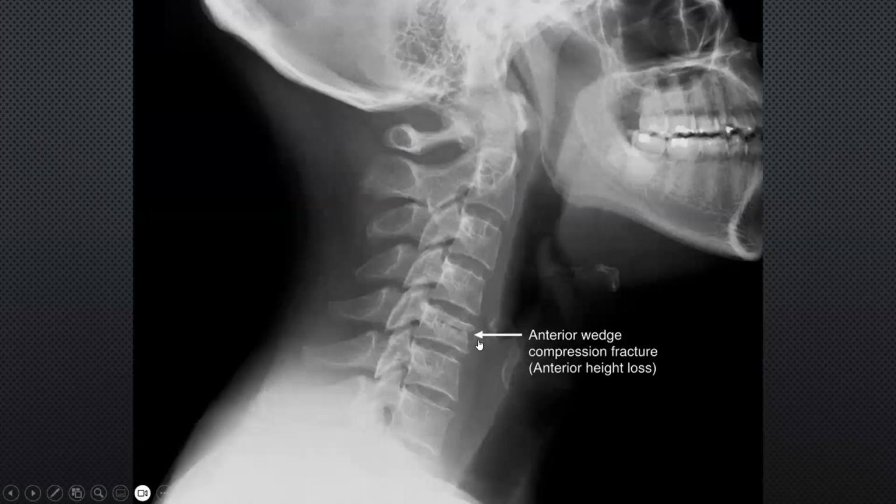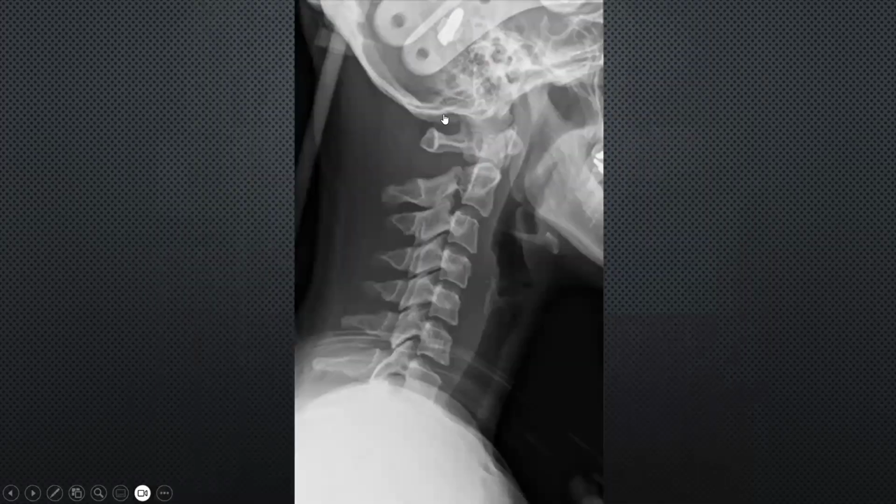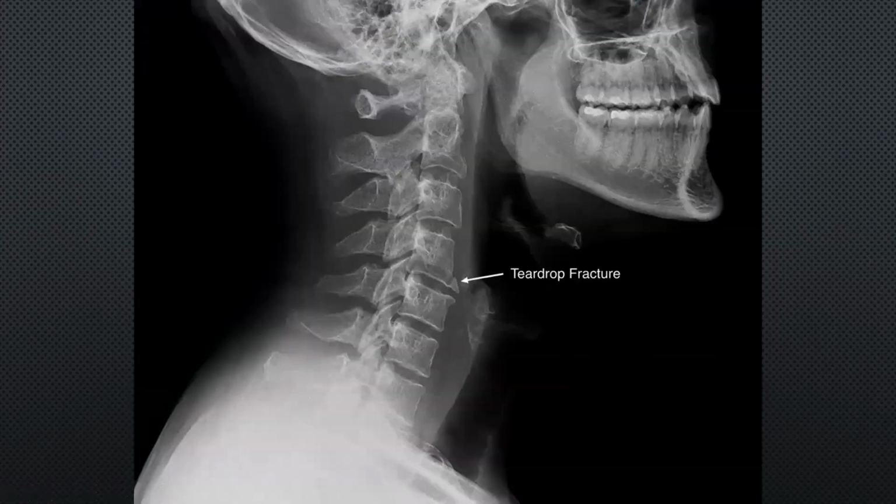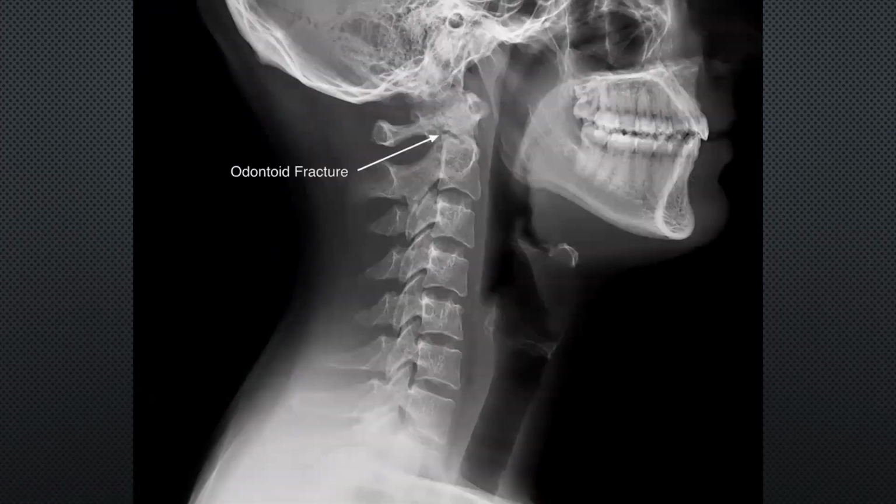Okay. Is this one serious or not serious? Sir, serious, anterior wedge compression. Okay. So it will affect the spinal cord. This will affect the spinal cord also, right? Yes, sir. Okay. What about this one? So this is a teardrop fracture. Okay. It can be associated with spinal cord injury? Yes, also. Okay. What is this? So, odontoid fracture. Okay.